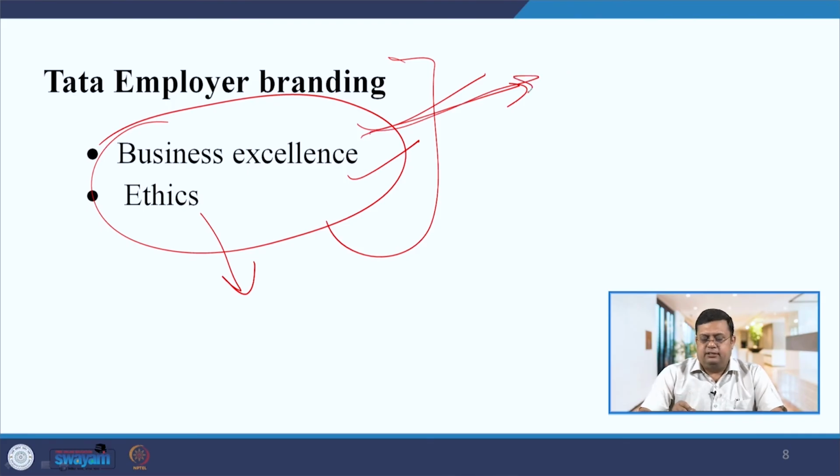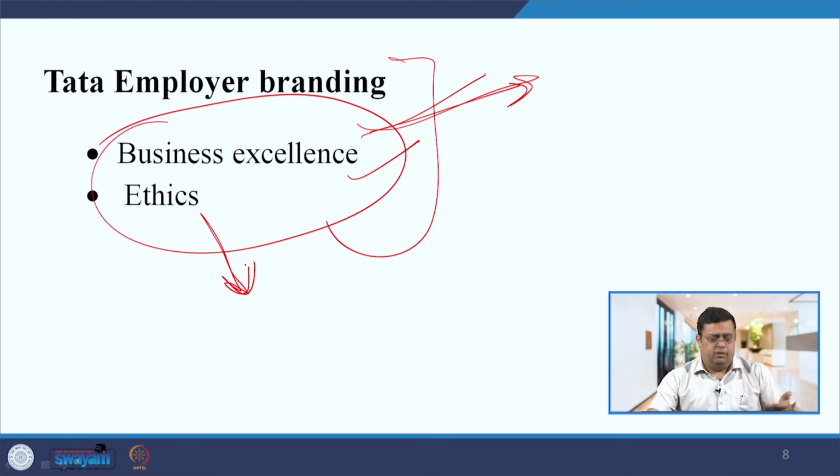So, they will take the initiative for excellence and for ethics: what is ethical for their employees, for their customers, for their stakeholders. So, they will take such kind of initiatives, which have developed a very strong brand. As we are already aware, in India, Tata has a very good employer brand, right. So, this is the strategy.